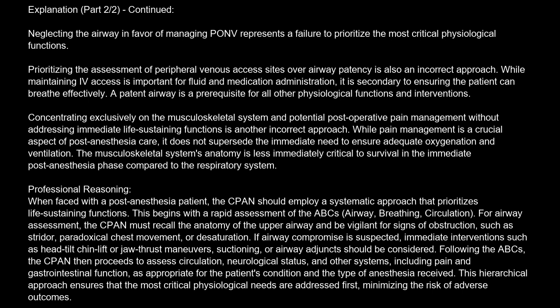If airway compromise is suspected, immediate interventions such as head tilt chin lift or jaw thrust maneuvers, suctioning, or airway adjuncts should be considered. Following the ABCs, the CPAN then proceeds to assess circulation, neurological status, and other systems, including pain and gastrointestinal function, as appropriate for the patient's condition and the type of anesthesia received. This hierarchical approach ensures that the most critical physiological needs are addressed first, minimizing the risk of adverse outcomes.